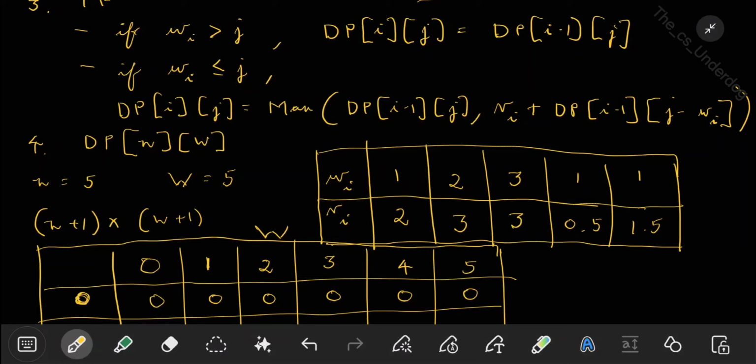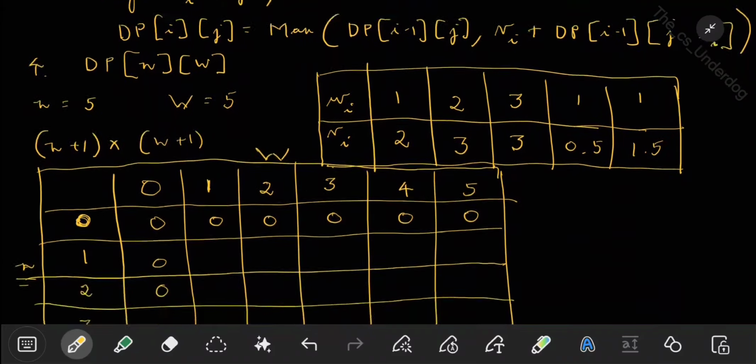If you are including the item, then it is the value of the item plus the value that can be obtained using i-1 items, but with a capacity of j minus wi, dp[i-1][j-wi]. Why is this j minus wi? Because you are already including the ith item. You got the value of the ith item as an added positive, but the total capacity of the knapsack will go down by wi. Okay, so let us try to implement this.